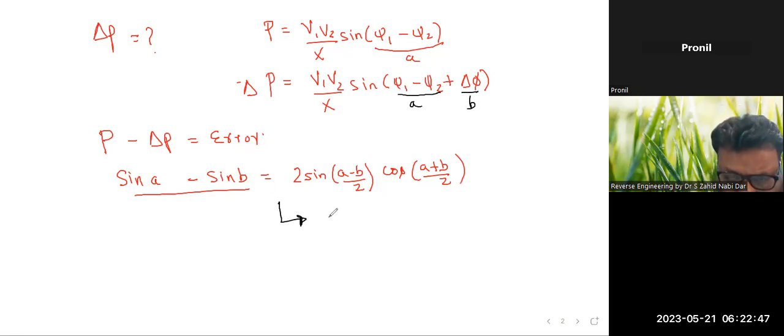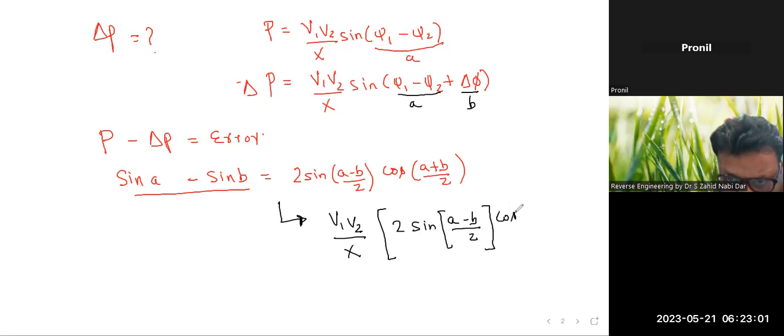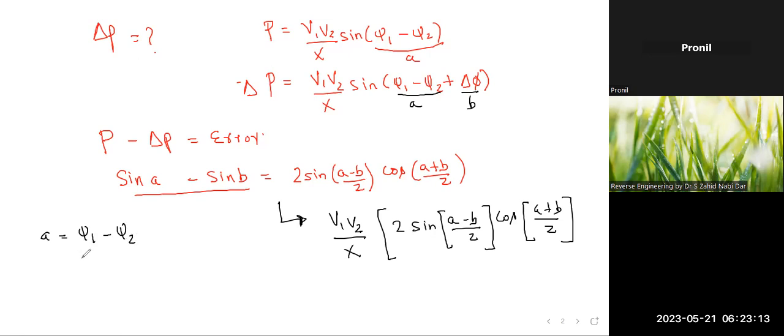So certain things you can take common. V1, V2 and X could be taken common, and the rest can be written as 2 sine A minus B by 2 into cos A plus B by 2. Now, how much is A minus B? A value, how much have I kept? A is equal to psi 1 minus psi 2 and B is equal to delta psi. So you kindly calculate.